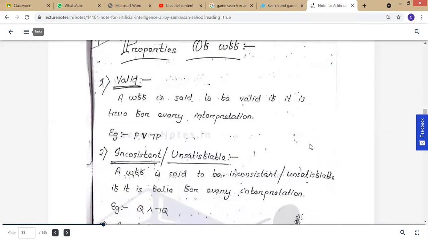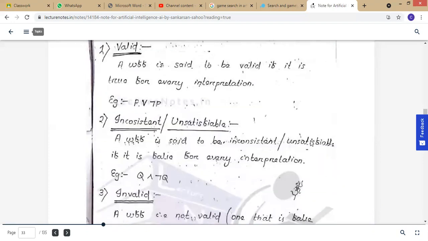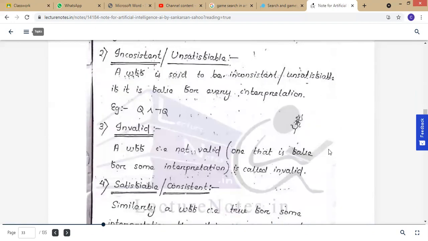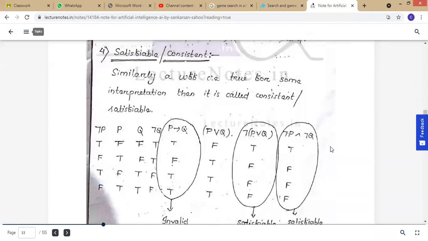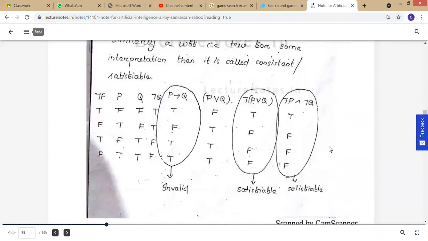So next comes the properties of a well-formed formula. First one is valid. A WFF is said to be valid if it is true for every interpretation. Second is inconsistent and unsatisfiable. A WFF is said to be inconsistent or unsatisfiable if it is false for every interpretation. Third one is invalid, and fourth one is satisfiable and consistent. So all these categories can be included in this table.